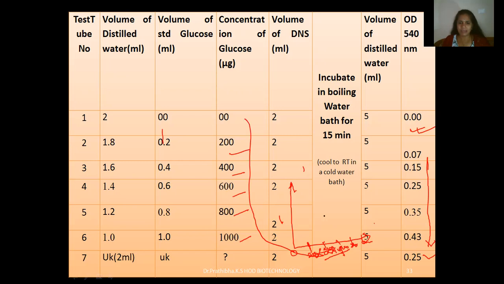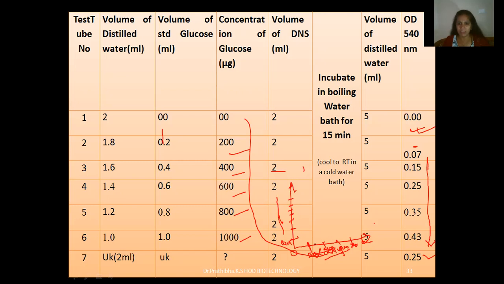And on the y-axis, you are going to take the OD. For example, here I have 0.01, so we can take this as 0.05, then 0.10, then 0.15, like that. All the ODs you are going to take on this y-axis. Optical density at 540 nanometer will be on the y-axis, and known concentration will be on the x-axis.